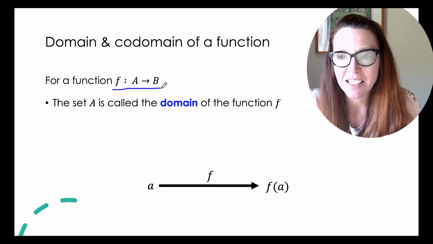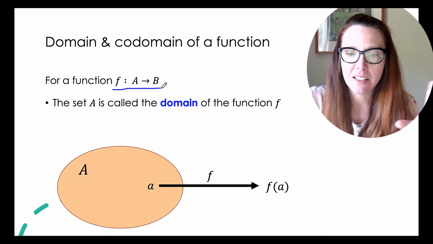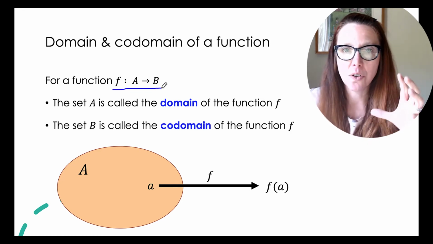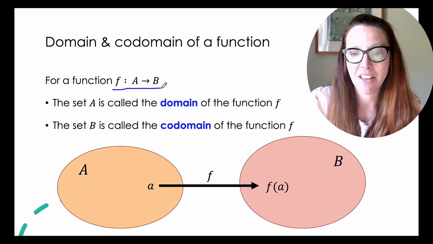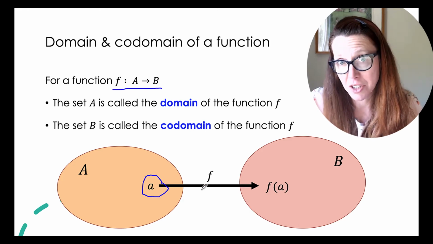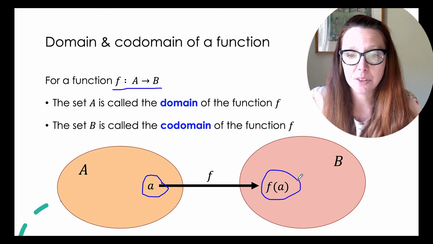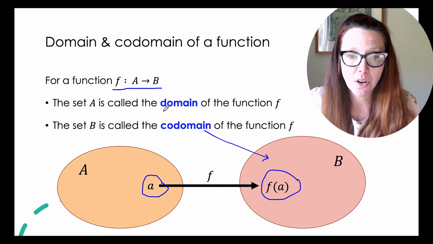So set A is called the domain of the function, and this is the set of possible elements that we can start from. And set B is called the codomain of the function. So this is the set that the function can take values to. So if we take a function f, it's going to map an element A from the domain to an element f of A held within the codomain. So the codomain is our set B, the domain is our set A.